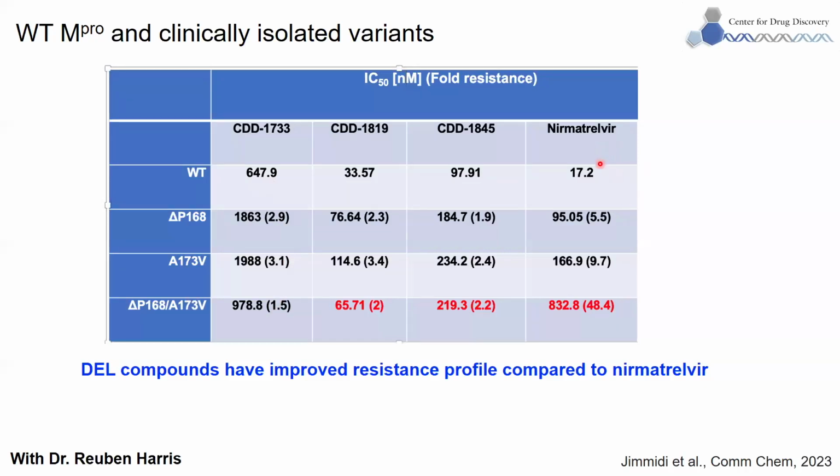And if you see this drug, it's almost a 50-fold difference for this delta P168 mutant. Whereas our drugs show like 2-fold loss of potency compared to the wild type. I think this unique mode of action improved the resistance profile compared to nirmatrelvir. That's how we checked on it.